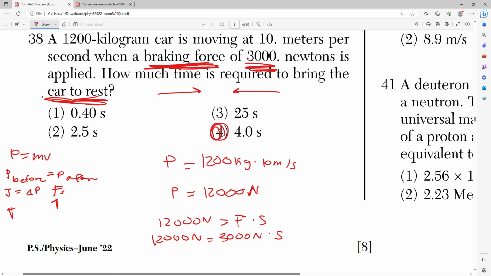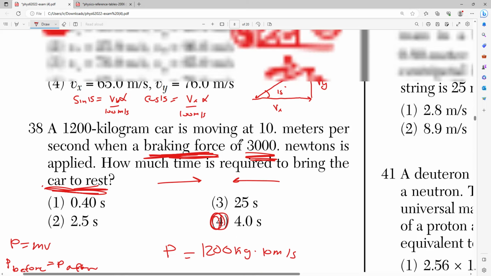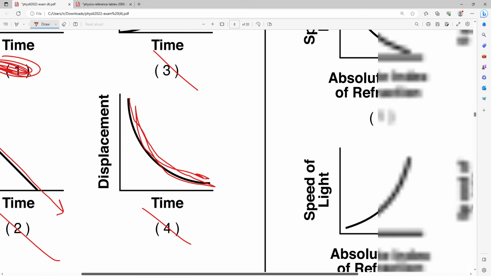And when 12,000 is equal to 12,000, that means I have enough force to equal the momentum that is coming at me in the opposite direction and just bring it to a complete stop. So the answer to 38 was 4. Moving on to number 39.